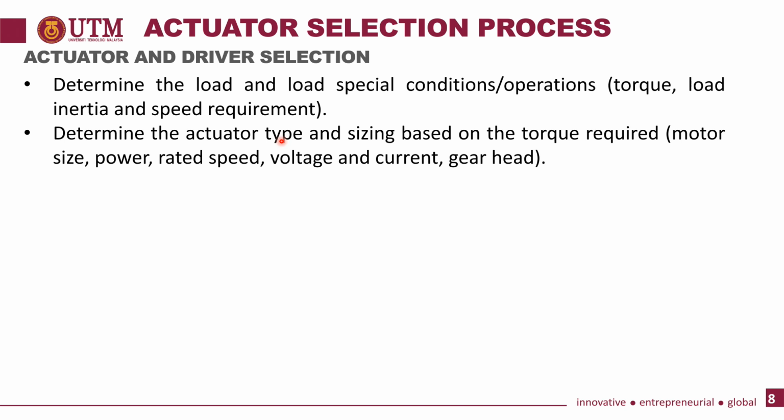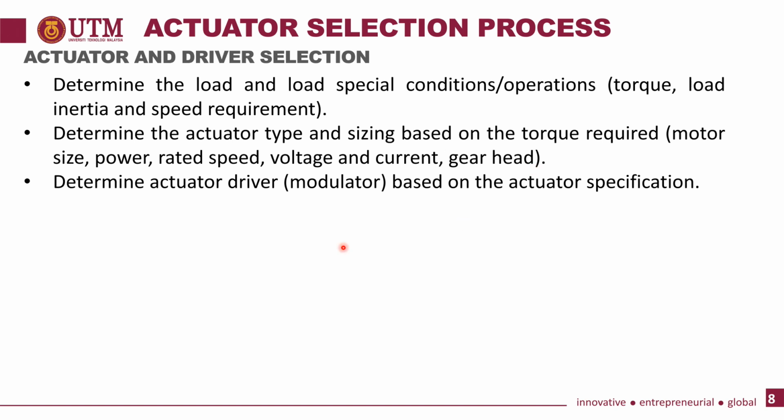Next is to determine the actuator type and sizing based on the torque required. You need to determine the type of your actuator: DC actuator, AC actuator, hydraulic actuator, or pneumatic actuator, based on the work required. For example, when you don't have a powerful electrical supply, you may need to use hydraulic or pneumatic. Then motor size, motor power, rated speed, voltage and current, and also the gear head. When using the motor, you also need to know the gear ratio of your motor, because you want to determine the torque and the speed of your motor.